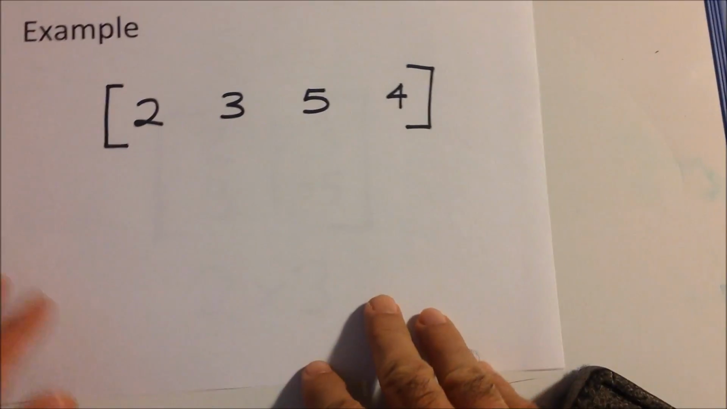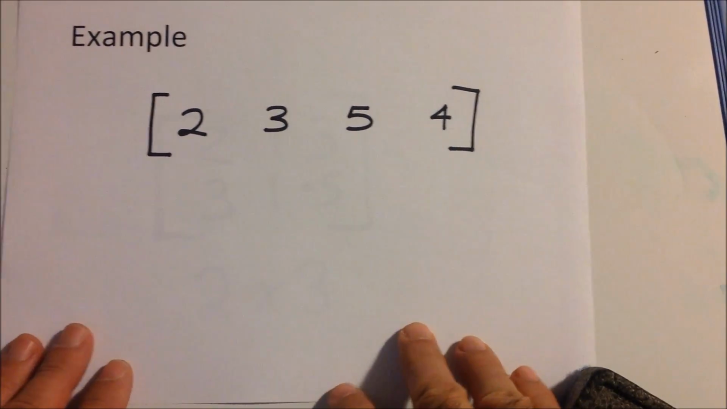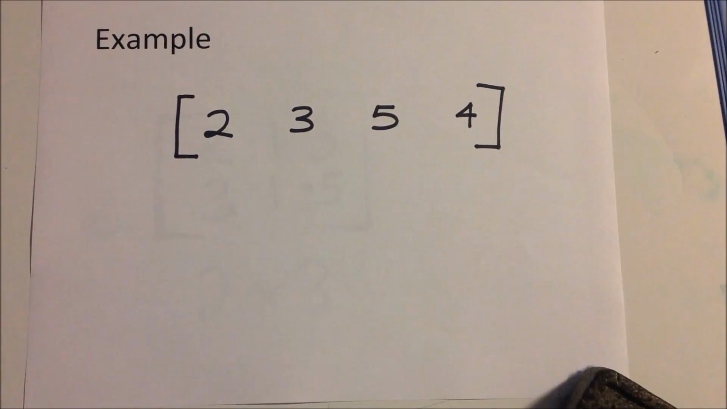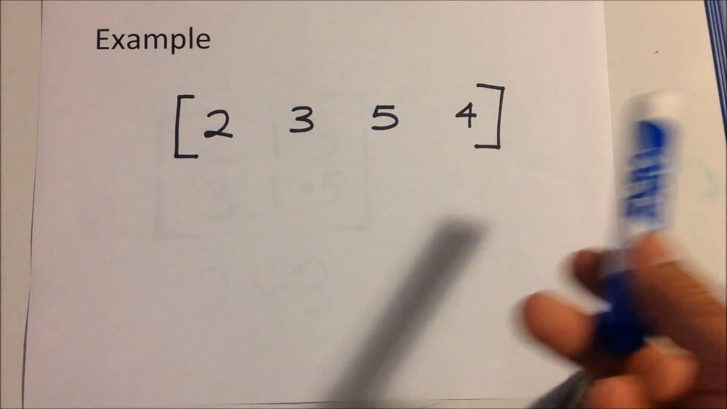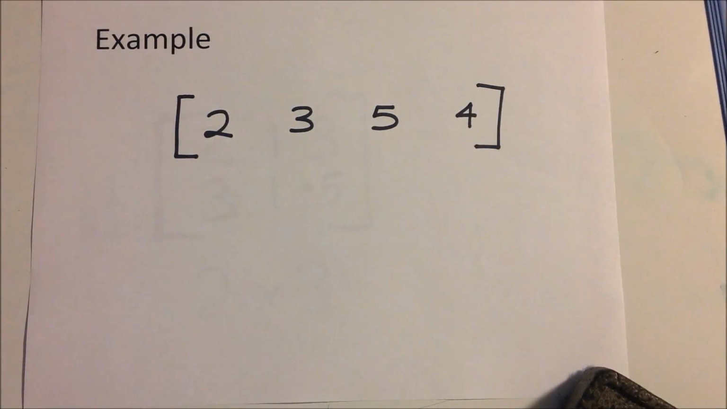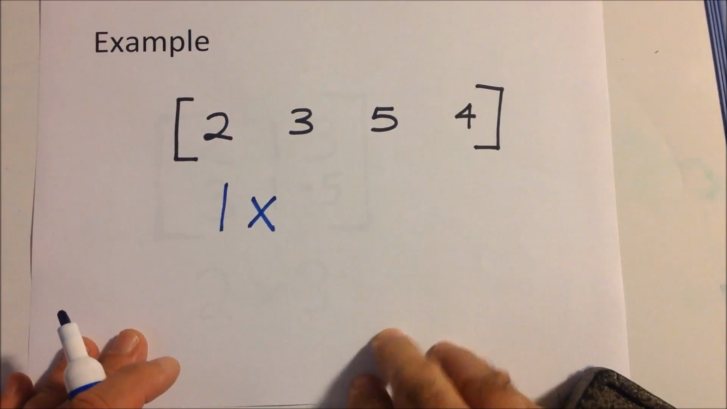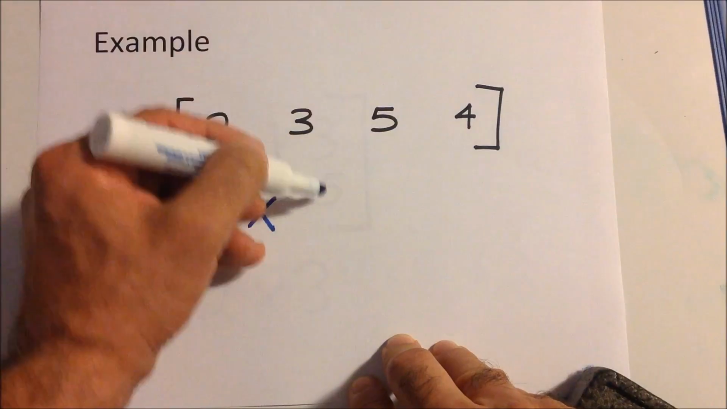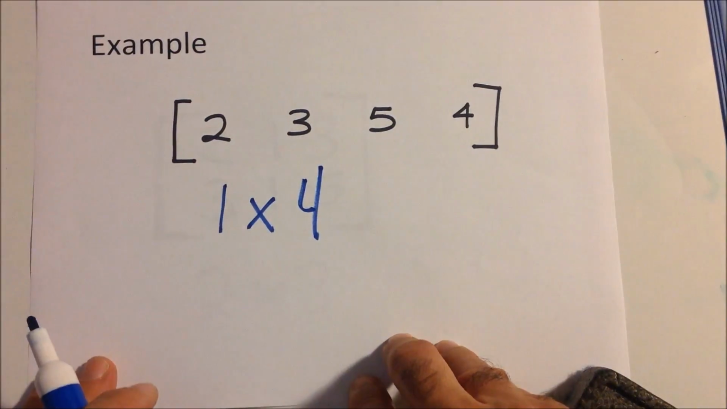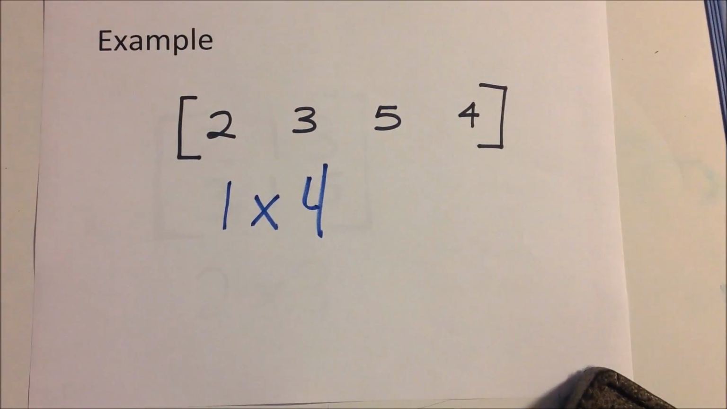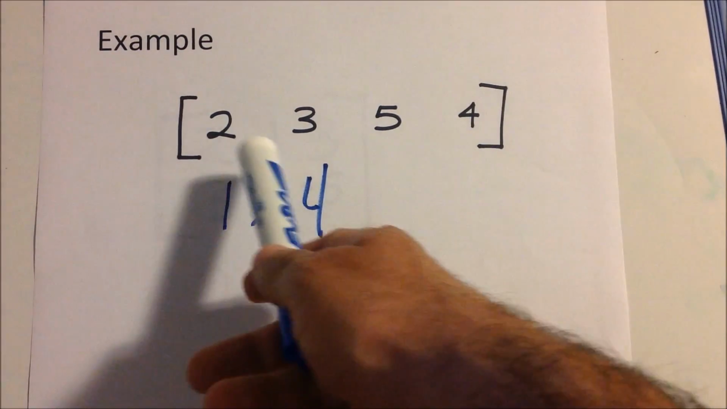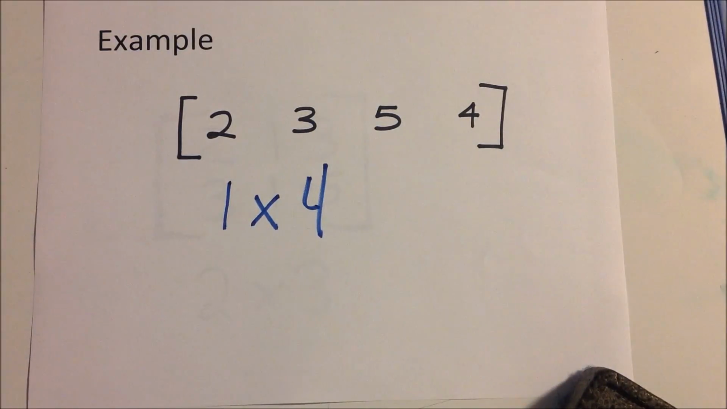Okay. Now each number in the matrix is called an element. So here we have 4 elements in this matrix. And what's the dimension of this matrix? Well, it has 1 row. So it's 1, and how many columns does it have? 1, 2, 3, 4. This is a 1 by 4 matrix. And again, each number in the matrix is called an element.